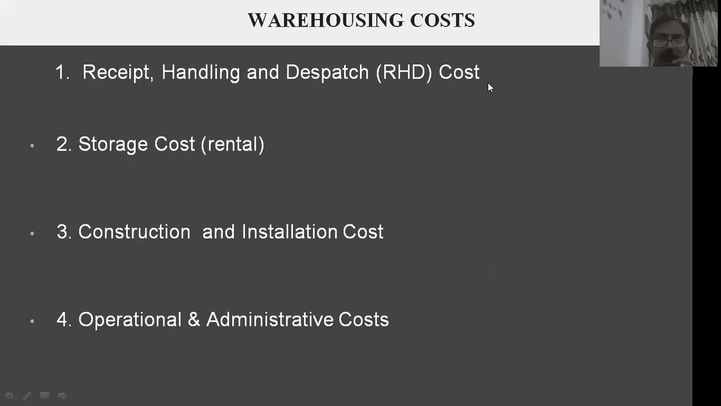Now, let us discuss the warehousing cost. There are four important costs. First is the RHT cost, receipt handling and dispatch cost. Second is the storage cost, which is rental, we can say. Then construction and installation cost: if we are going for a private warehouse, then we have to construct the whole infrastructure and we have to invest in the installation of equipment.